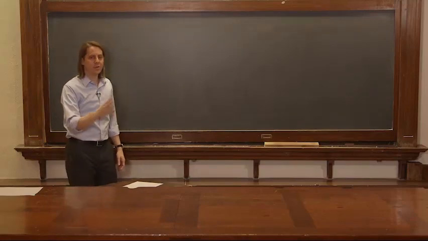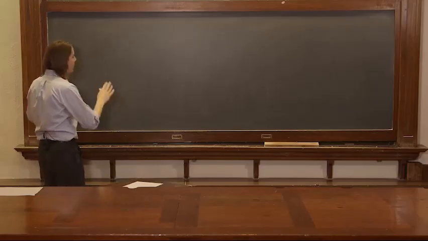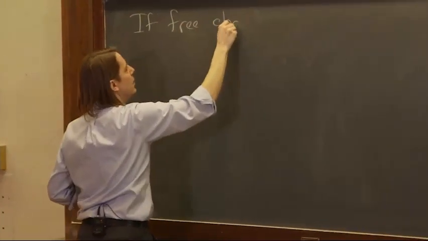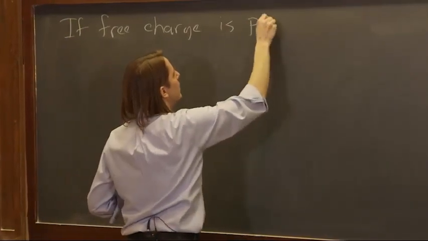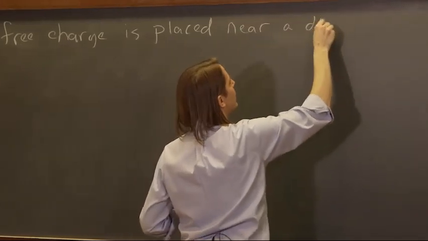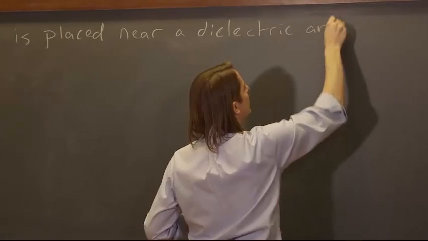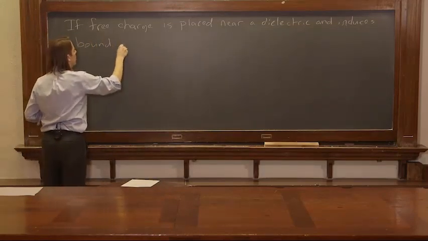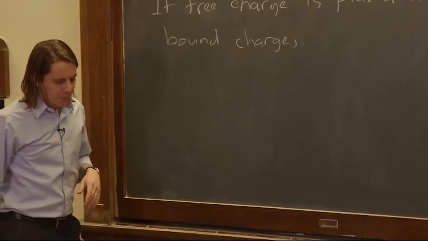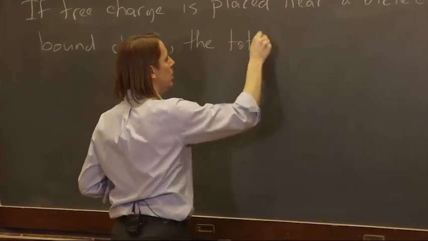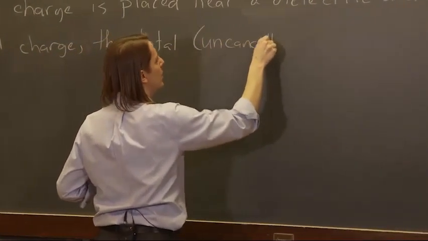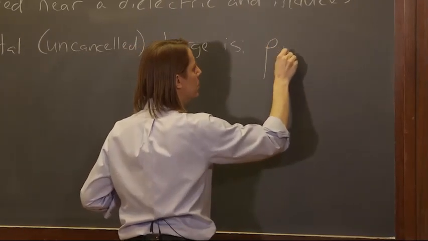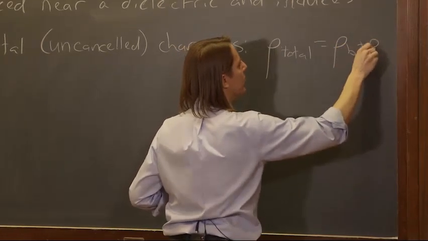Now that we understand free charge and bound charge, now we can get serious, okay? Let's write some serious stuff. There's not going to be any drawings here. This is just serious stuff. If free charge is placed near a dielectric and induces bound charge, the total uncancelled charge is what? It's just rho total equals rho bound plus rho free.